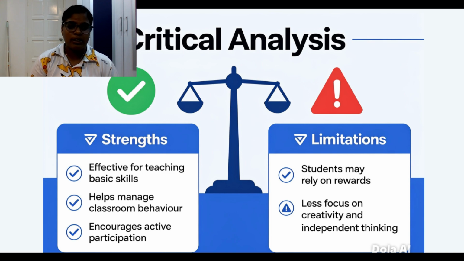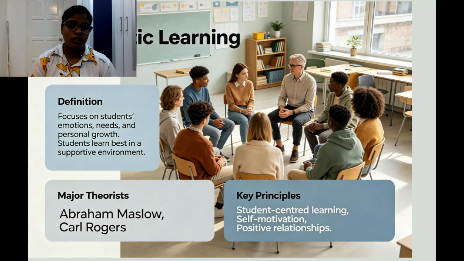Next, I will explain the humanistic learning theory. This theory is very different from both cognitive and behavioral approaches because it focuses on the whole person. Humanistic learning emphasizes student emotion, feelings, personal growth, self-confidence, and individual potential. Humanists believe that students learn best when they feel safe, respected, accepted, and motivated. They also believe that education should not only develop academic knowledge but should also help students become confident, responsible, and caring individuals. In this approach, teachers are not simply instructors. Instead, they become guides, mentors, or facilitators who encourage students to develop their full potential.